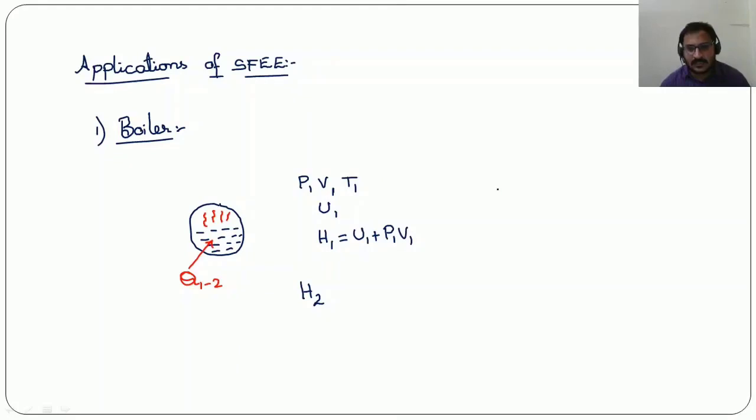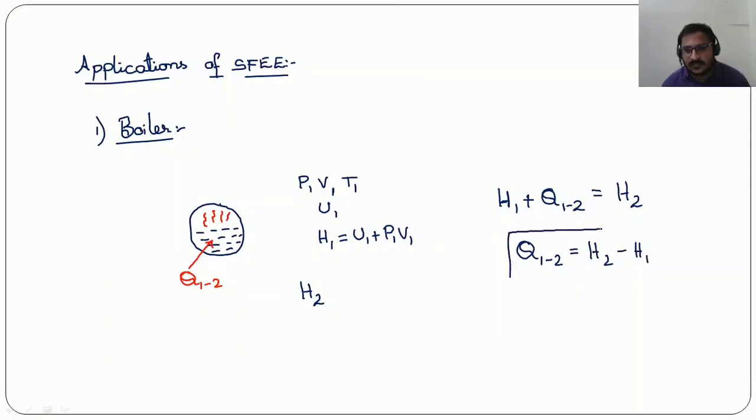So initially H1 is the enthalpy with which water is inside the boiler, and we are supplying certain amount of heat to the boiler such that this absorption of heat is causing the production of steam, and this steam will have a greater enthalpy H2. Now from this, the amount of heat supplied Q12 is equal to H2 minus H1. This is the equation that we have to consider for a boiler. So this is the first application that we are considering.